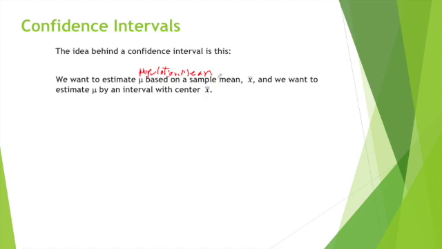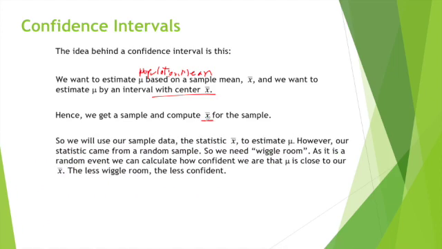We need to estimate our true population mean with an interval whose center is our sample mean. So we get a sample and we compute a sample statistic, a sample mean, and then we can use our data to estimate our population mean. However, our statistic came from a simple random sample, so I can't be 100% sure that my population mean and my sample statistic are equal. So we need some wiggle room, okay?